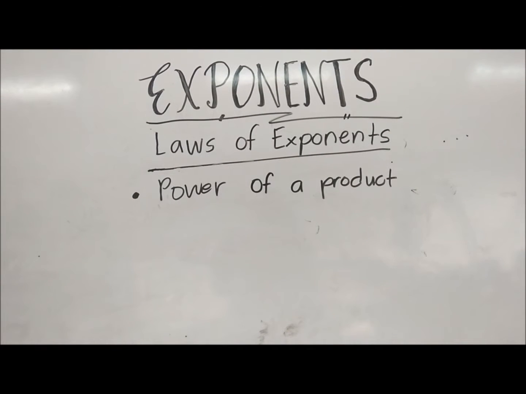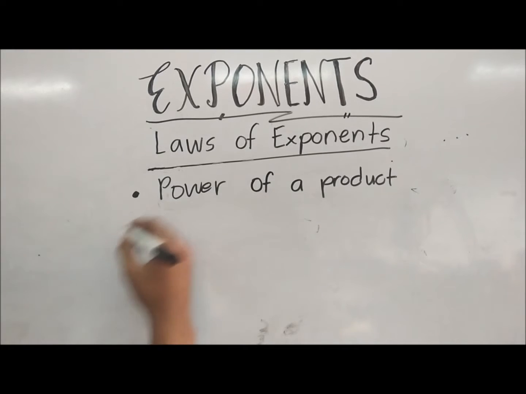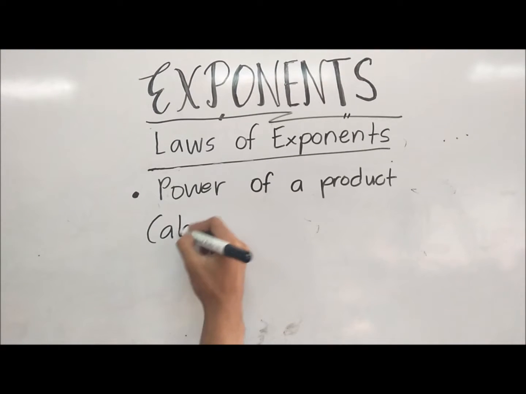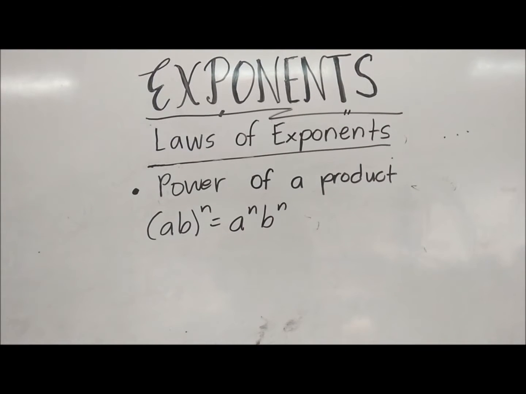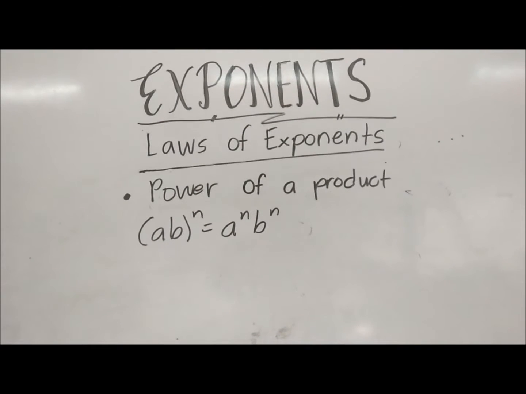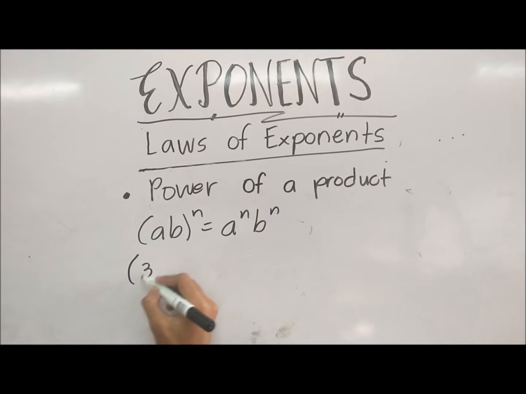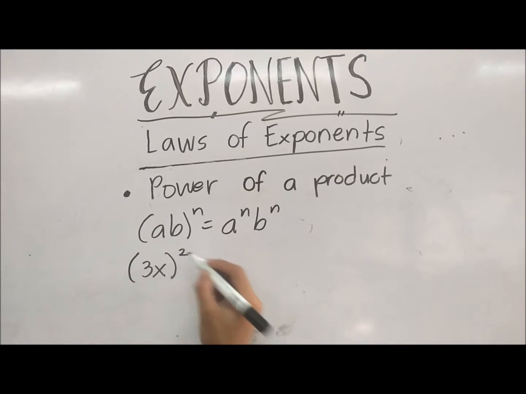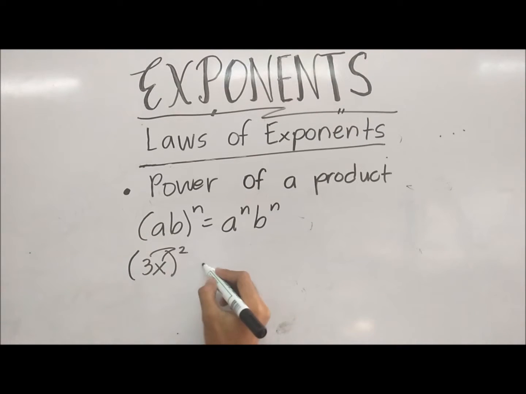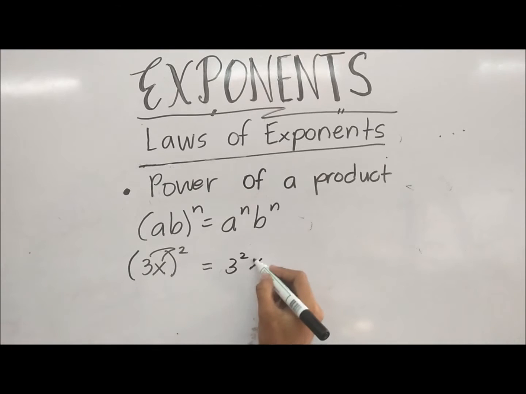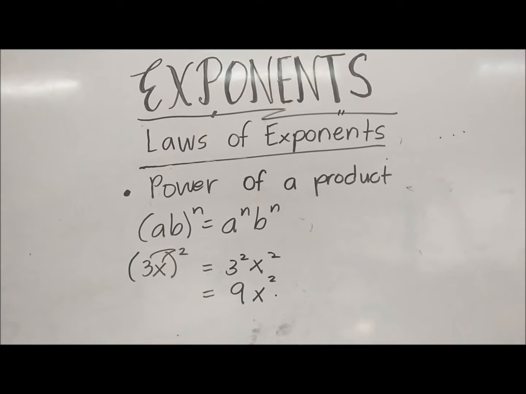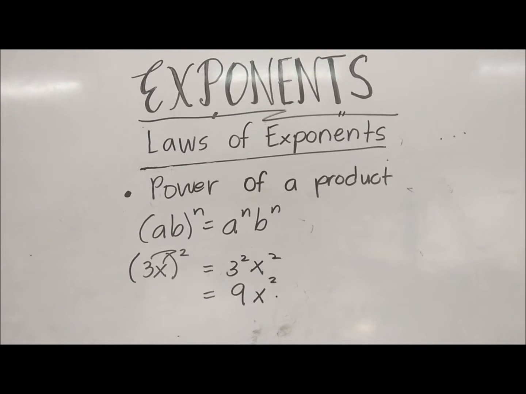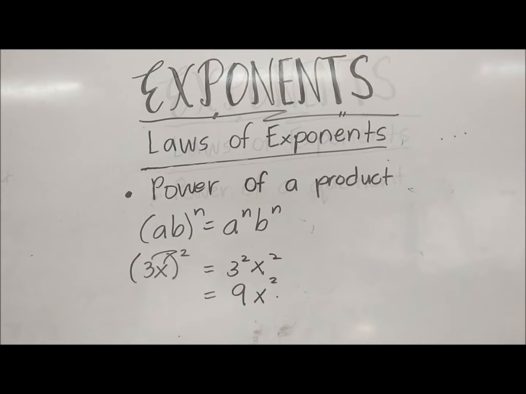Next is the power of a product. It is expressed as quantity a b raised to n is equal to a raised to n times b raised to n, where n is an integer and a and b are real numbers. For example, quantity 3x is raised to 2. Just simply distribute the exponent and the answer is 9x raised to 2. In this example, you can see how it works. The power rule tells us that in raising a power to a power, we simply multiply the exponents.